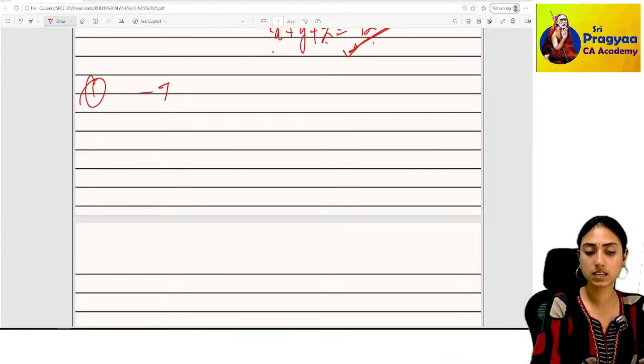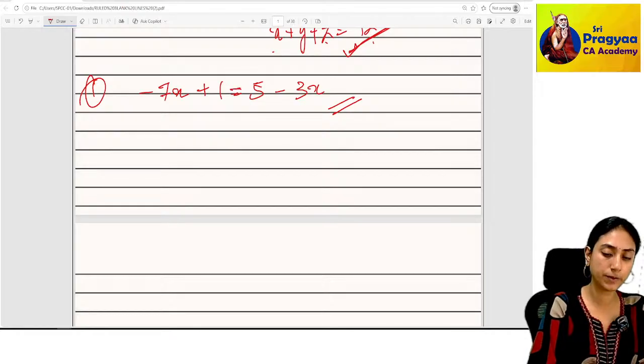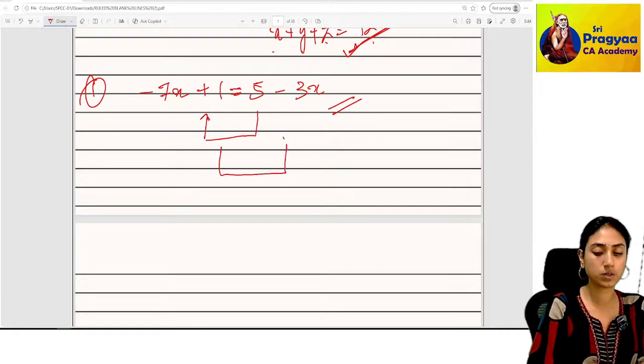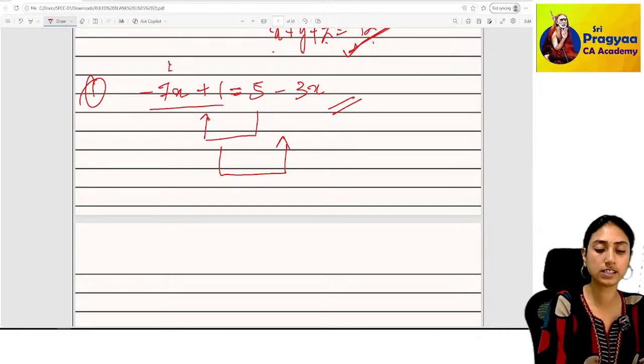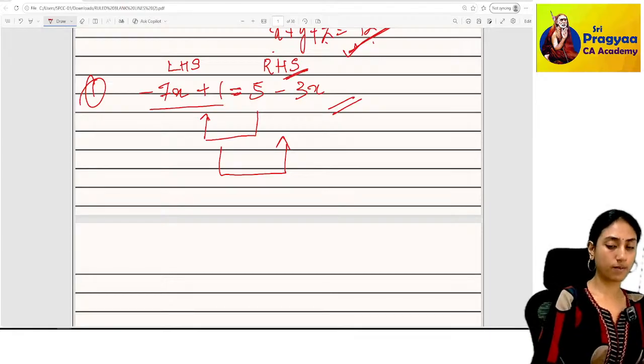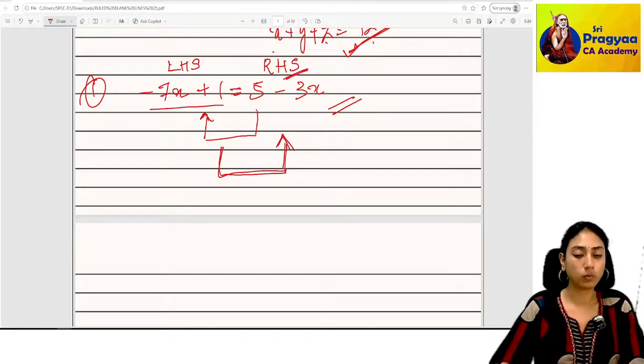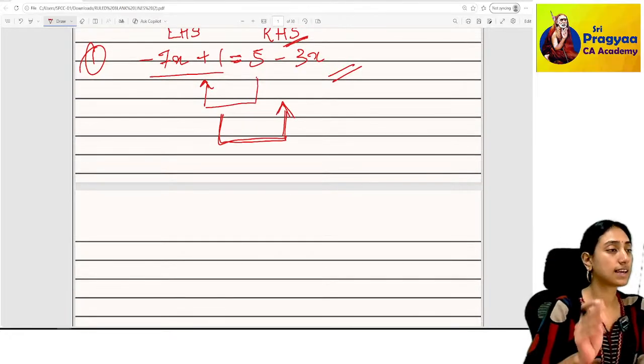First question is minus 7x plus 1 is equal to... Okay, here, basics of mathematics: whenever there is an equal to sign, you are allowed to move the variables and constants to this side of the equation and from this side to that side. This side is called the LHS, left hand side. This side of the equation is called the RHS, right hand side. From the RHS to the left hand side you can move, and from the LHS to the RHS you are allowed to move. But while you are moving, the signs will vary.